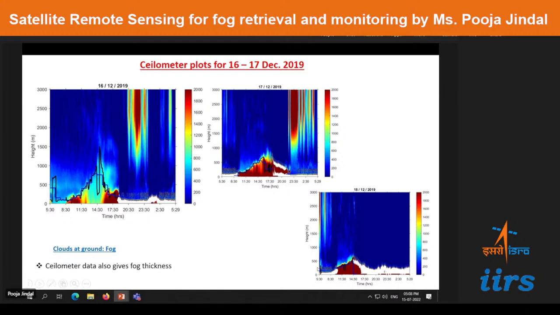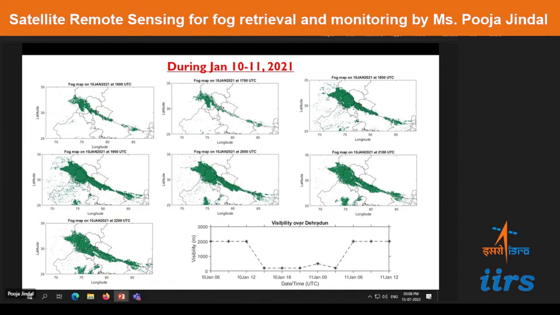However, on 18 December, this is about 300-400 meters. So from the ground-based instrument, we not only detect the presence of the fog, we can also detect the thickness of the fog in the vertical direction. In every season we actually witness the presence of fog for 2-3 days.